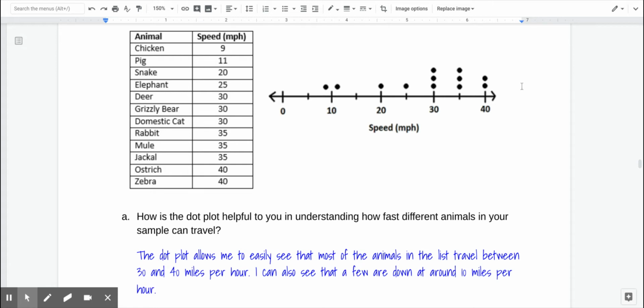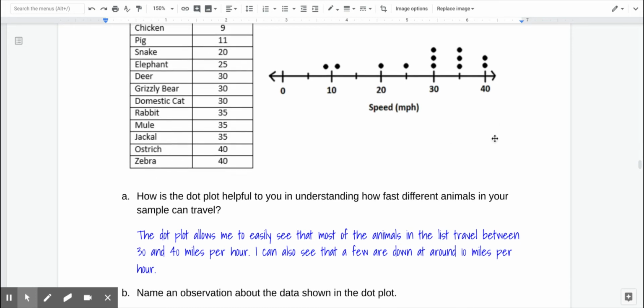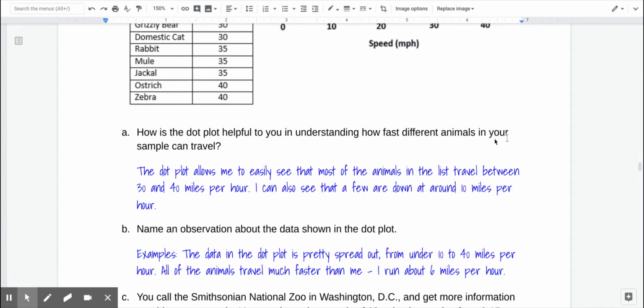And I can see here that most of the animals are clustered on the right-hand side. There's just a few down here, and there's nobody in this area. There's actually a blank spot. Regarding part B, there's a lot of different observations you could make, and I connected it to me personally, that these animals, even a chicken, is faster than I am.